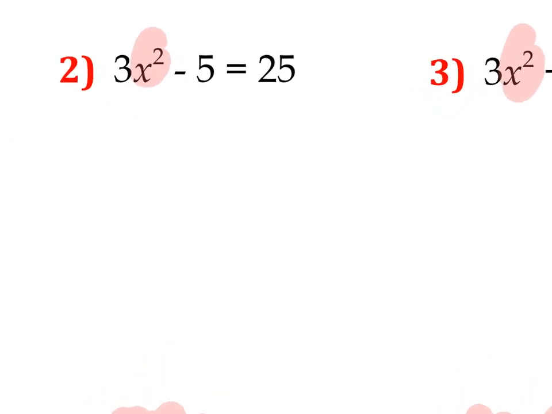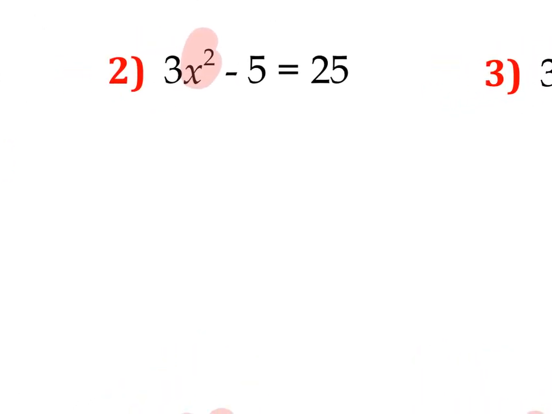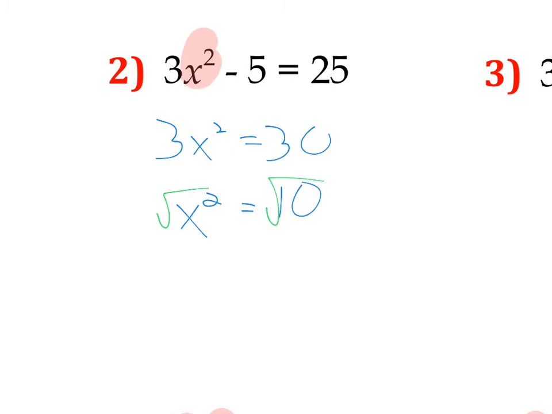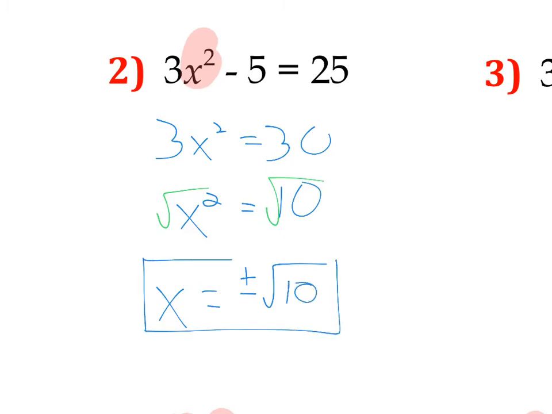Number 2, 3x squared minus 5 equals 25. First thing we'll do is move that 5 over, so 3x squared equals 30. Now let's divide out the 3, so x squared equals 10. And from here, to get rid of that squared, we'll use a square root. 10 does not have a clean square root, so we'll just leave it as plus or minus the square root of 10.